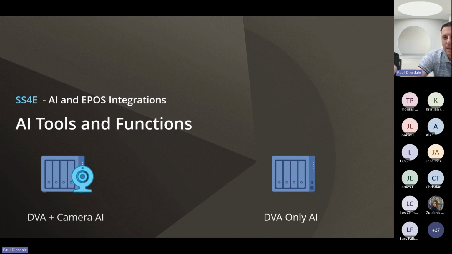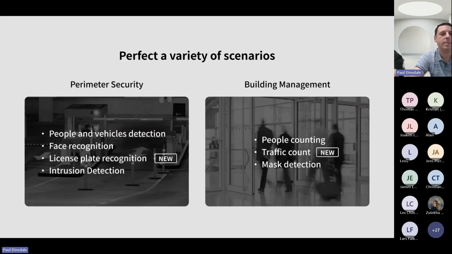Much appreciated, Les. So with that, there's some perimeter security where these AIs come into their own, and that's for things like people and vehicle detection. You've got face recognition, where you can build up a sort of database of known thieves, and then it'll notify you if they step on site. You've got license plate recognition as well as intrusion detection.